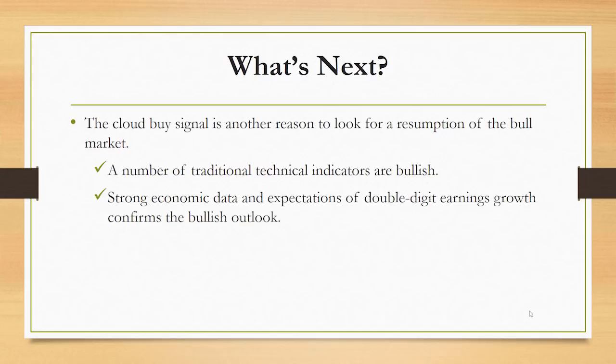The recent cloud buy signal is another reason to be looking for a resumption of the bull market. This is yet another technical indicator. Many of the more traditional ones are also bullish. And we also have strong economics, strong fundamentals. These are all bullish factors, and they all point towards the potential of a higher stock market 6 months from now.